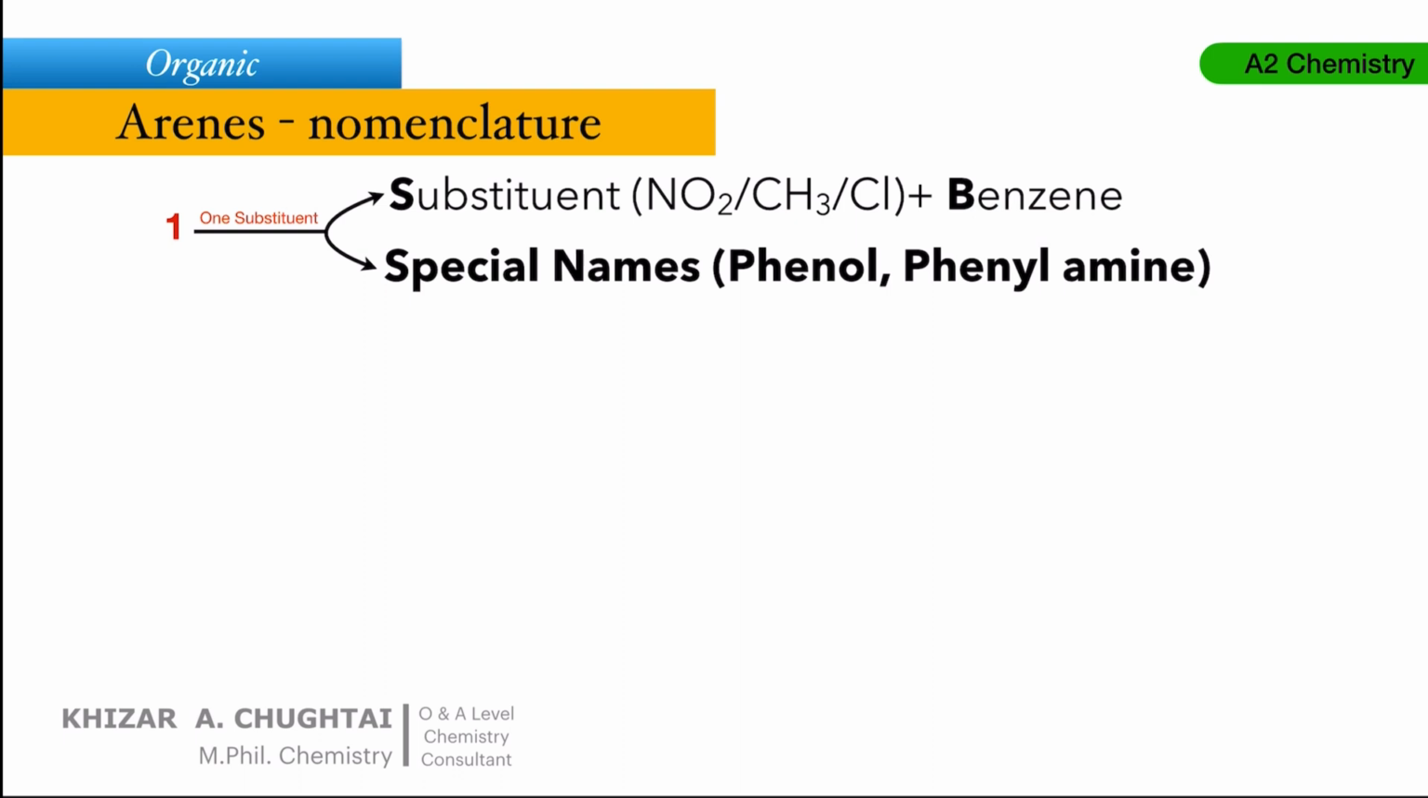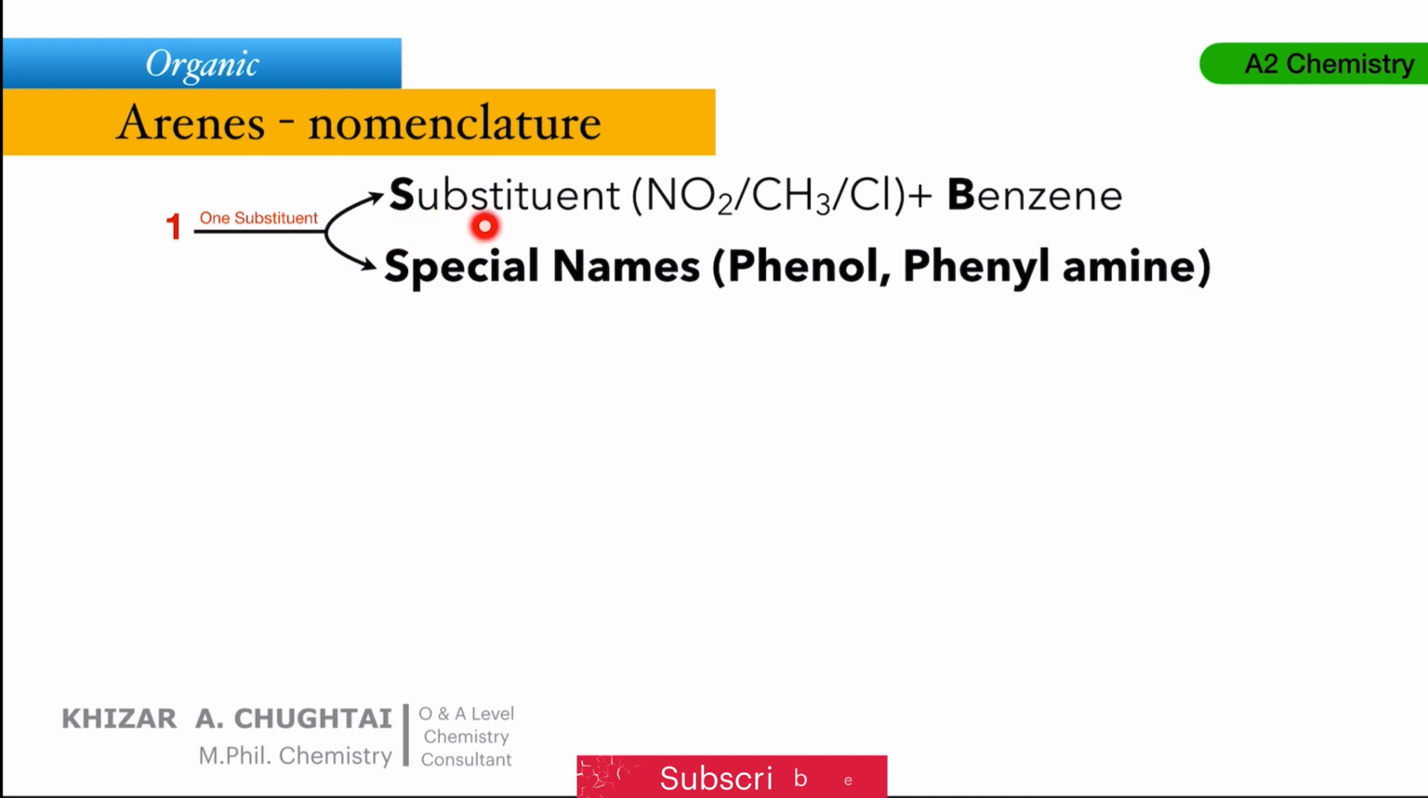The second point is that if there is only one substituent on the benzene ring, some special names are also there. You have to remember phenol, if the benzene ring has an OH group, and if an NH2 group is on the benzene ring, then its name will be phenylamine. So in the case of one substituent, there is a simple way to write the name of the compound. Two special names are there, phenol and phenylamine, and the other ones are nitro, methyl, chloro.